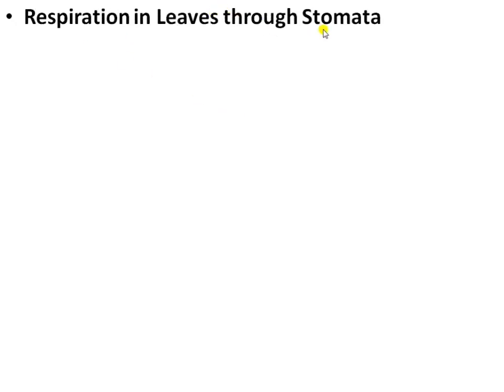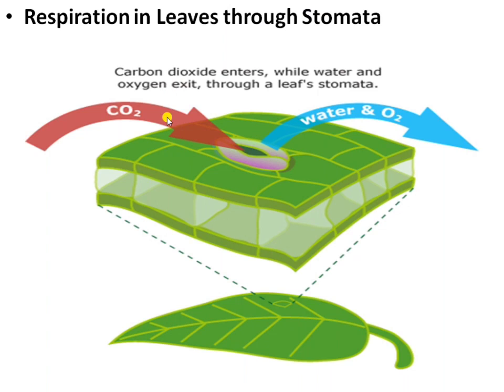Next is about the respiration in leaves through the stomata. Leaves have many tiny pores called stomata. These stomata are present on the surface of the leaves for the exchange of gases. So the carbon dioxide enters and the water and oxygen exit through the leaf, that is, through the stomata. So this oxygen goes out and this carbon dioxide goes in through the stomata. This is the respiration in leaves through the stomata.